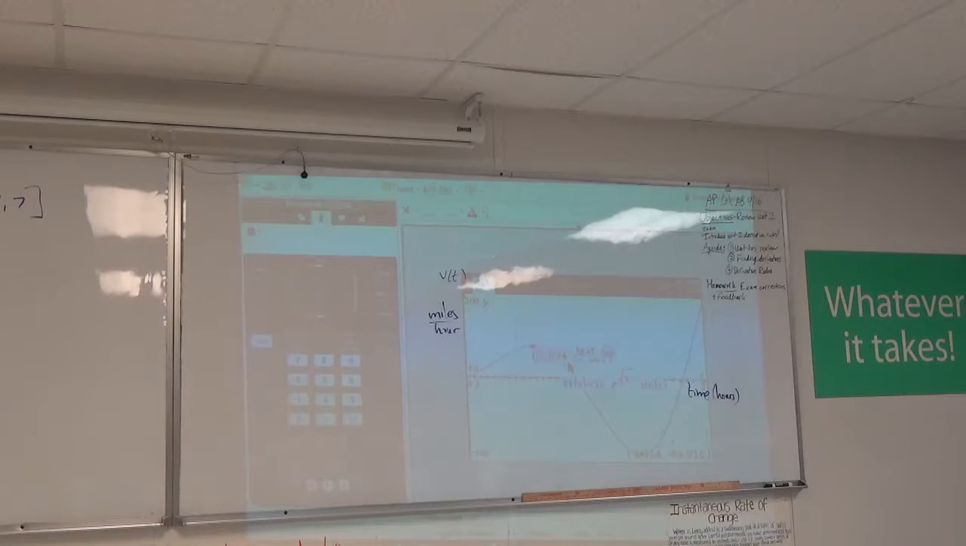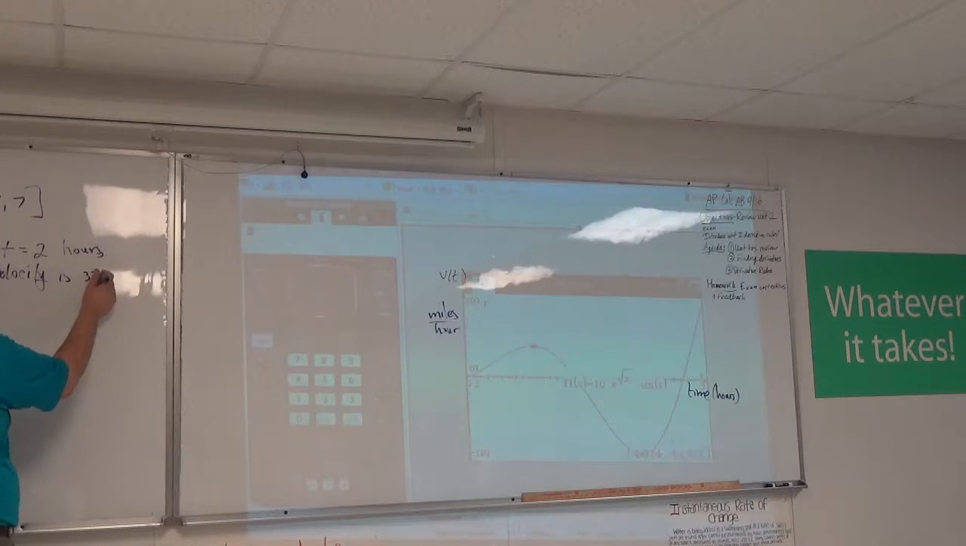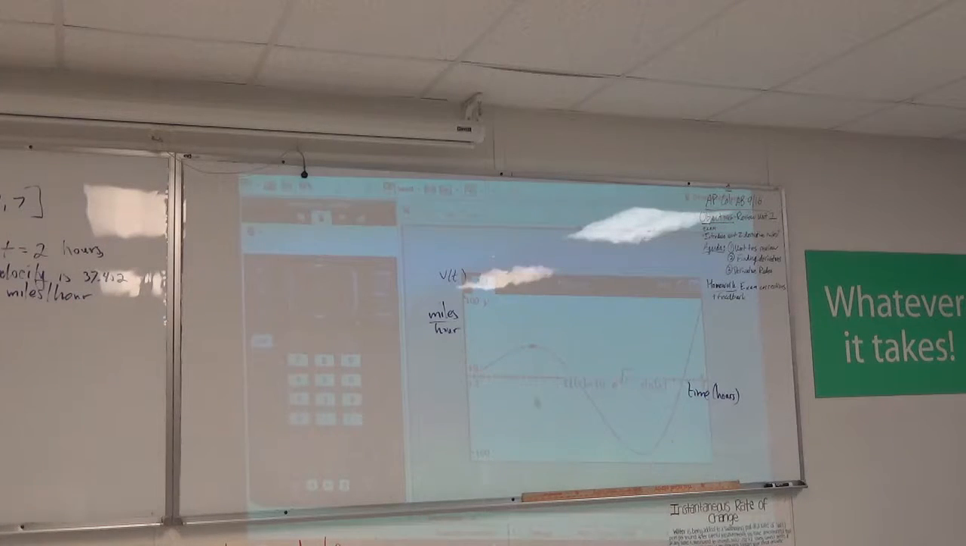Okay. I need a sentence for the first one. V of 2. What's the sentence? Go for it. At t equals 2. If I want to make it even better, at t equals 2 hours maybe. Because you're already using the word velocity, I'm not going to overuse the v of t, right? At t equals 2 hours, the velocity is 37.402 miles per hour. Love it.